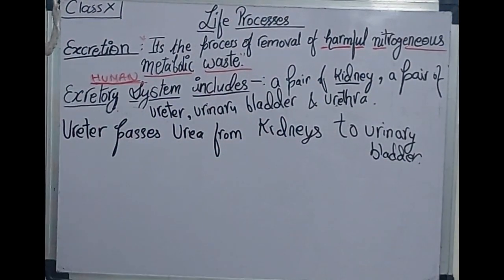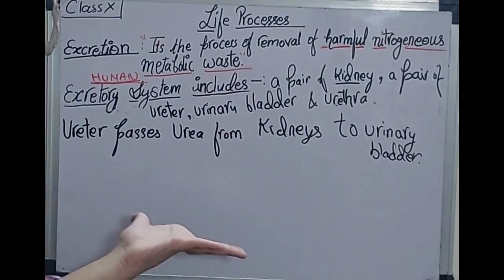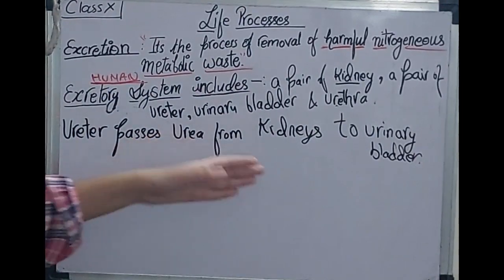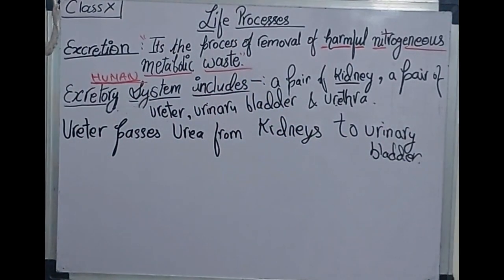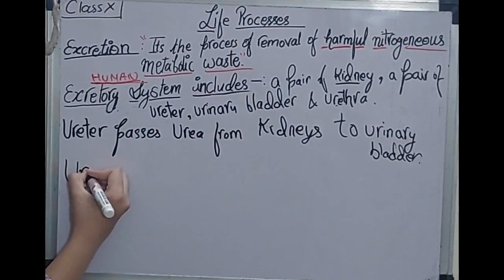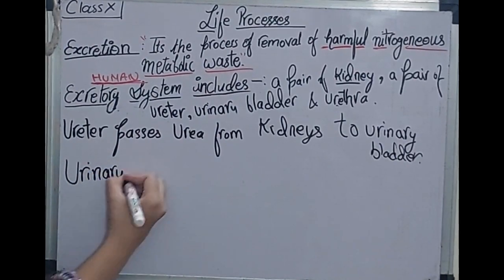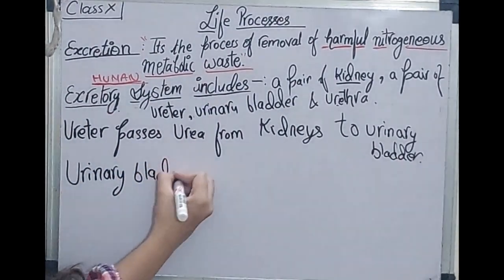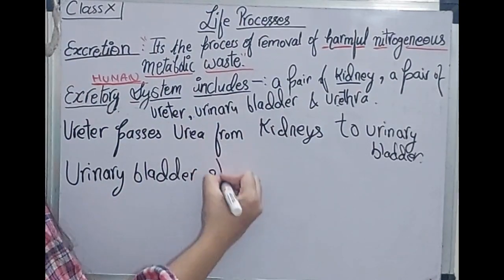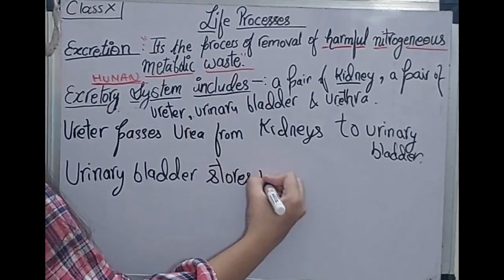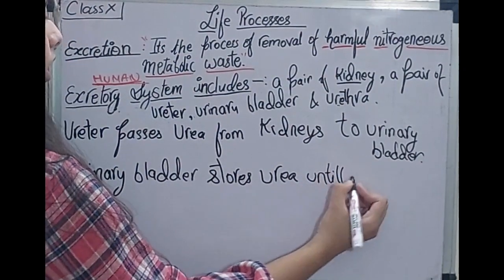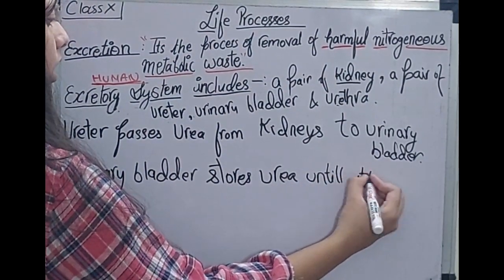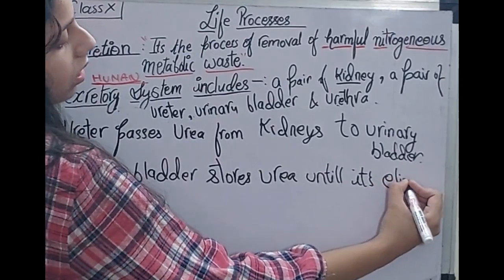Urinary bladder you can say is a temporary storage for the urea. Urinary bladder stores urea. Let me just write it down only. Urinary bladder stores urea until it is eliminated.